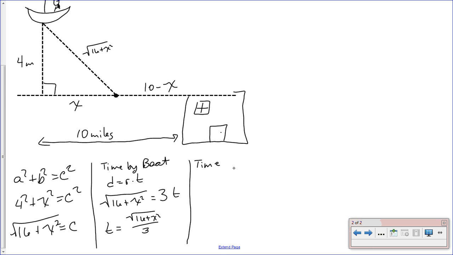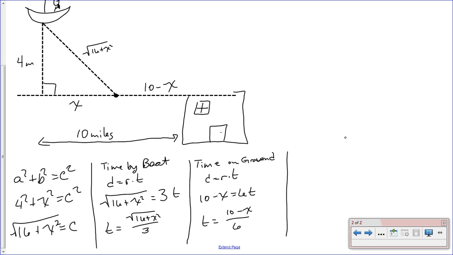Now what about time on the ground? Once we get to shore, we're going to be on the ground. Time on the ground is still distance equals r times time. But our distance now is 10 minus x, and that equals 6t. So our time on the ground is going to equal 10 minus x divided by 6.